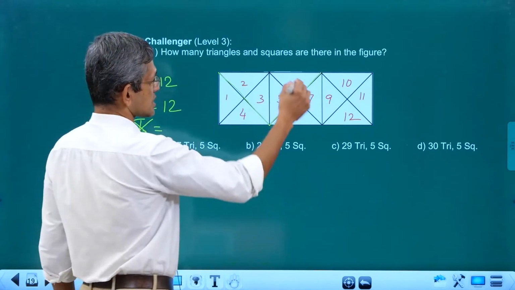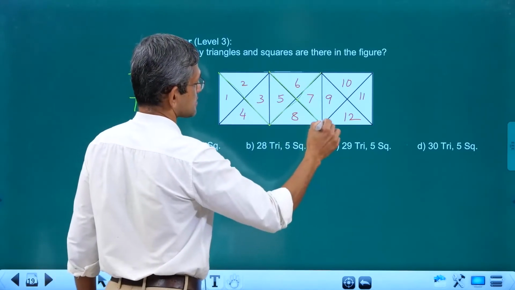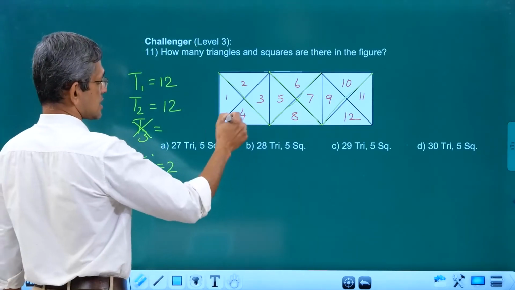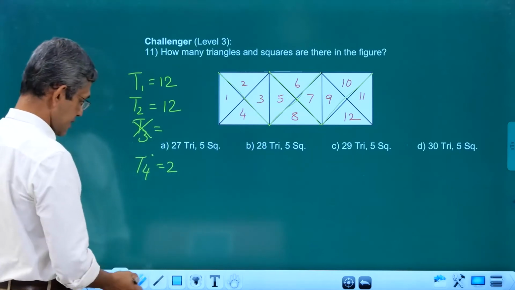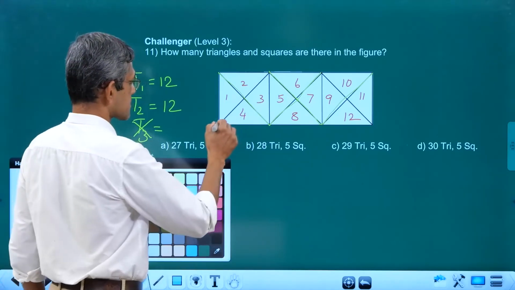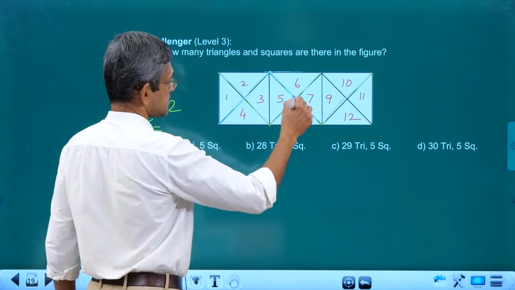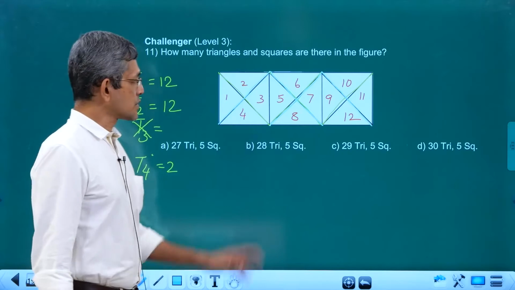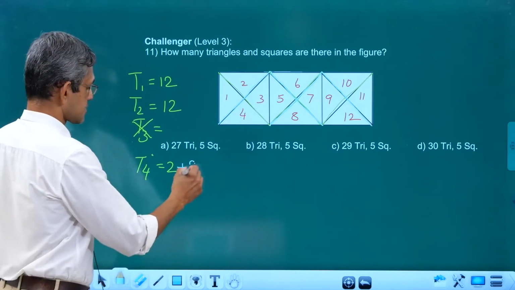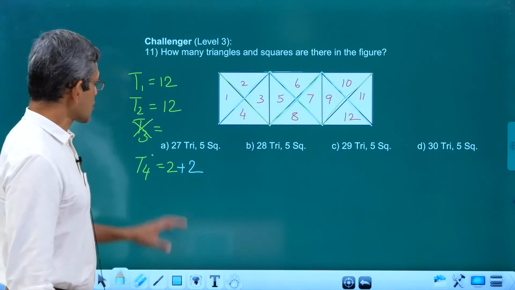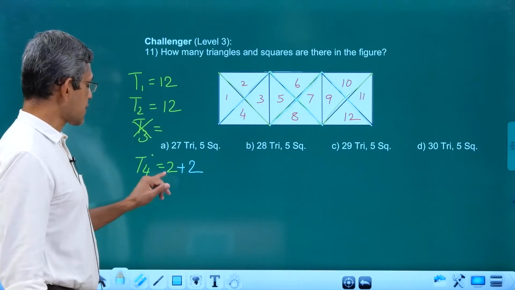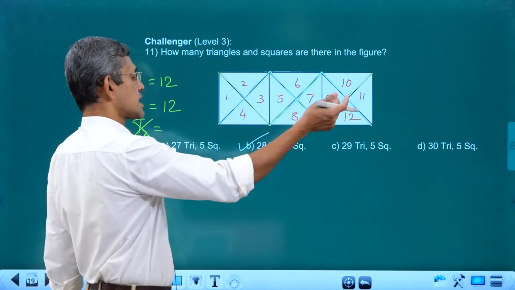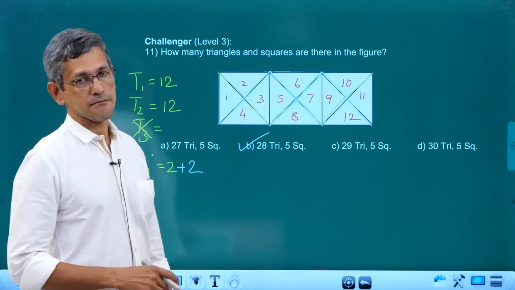And another 4 pieces, 6, 7, 9, 10, we have another triangle. So we have 2 triangles. Now that's not the end of the story. Then we have 4, 3, 5, 8. We have the other way, and we have the other way as well. So we have 2 more triangles. So ultimately, 12 plus 12, 24, 24 plus 4, 28. So the total number of triangles is 28. So 28 triangles and 5 squares, that would be the answer here.